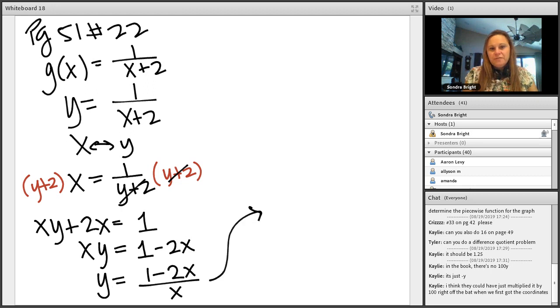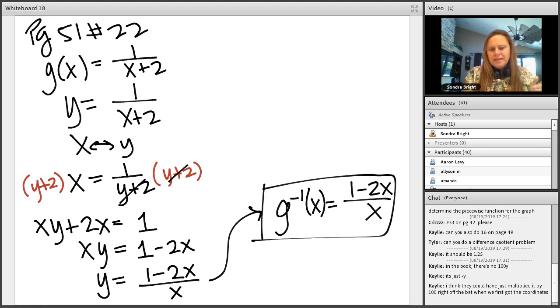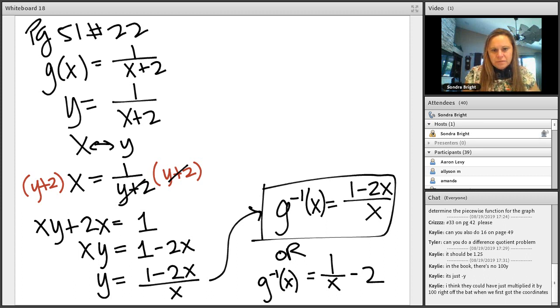And so I would have written my answer as, I think they wrote it a little bit differently, but g inverse of x is equal to 1 minus 2x over x. I'm fine with you leaving it like that. It looks like they wrote their answer as 1 over x minus 2. That would be fine too. All they did was separate the fraction.